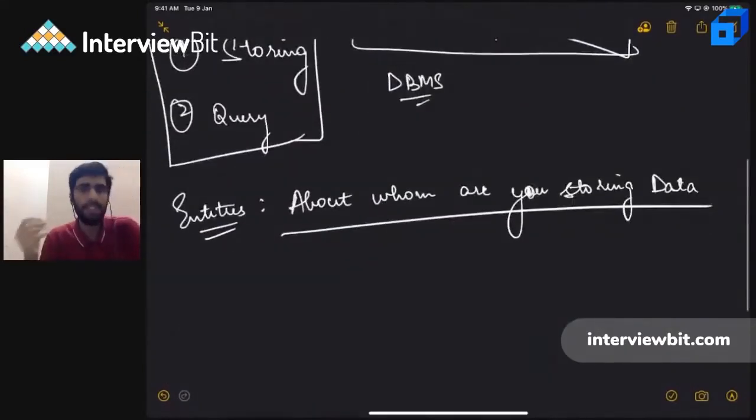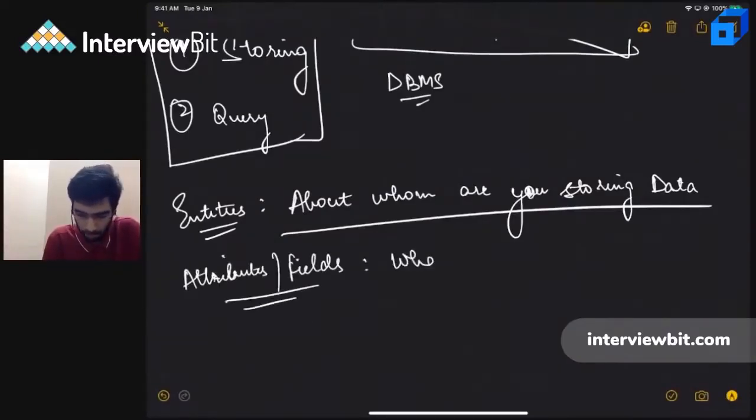So there are two things. The very first thing is the things that we are storing the data about, which, as I told, are called entities. And then there are attributes or fields: what data about entities are you storing?